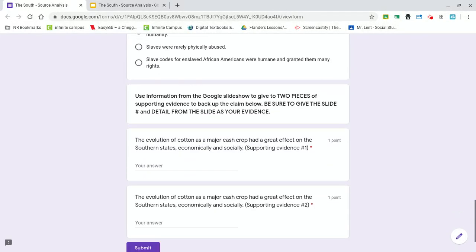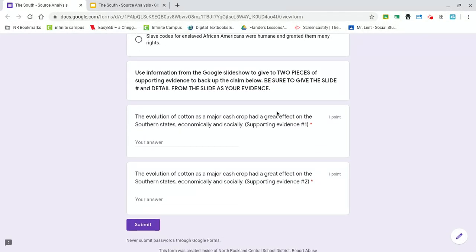And then your last task, I've given you once again a claim here, and you're going to state 2 pieces of evidence that you can use to support this claim. The evolution of cotton as a major cash crop had a great effect on the southern states economically and socially. So we're looking for 2 pieces of supporting evidence. You may want to give us 1 economic piece of evidence, 1 social piece of evidence.